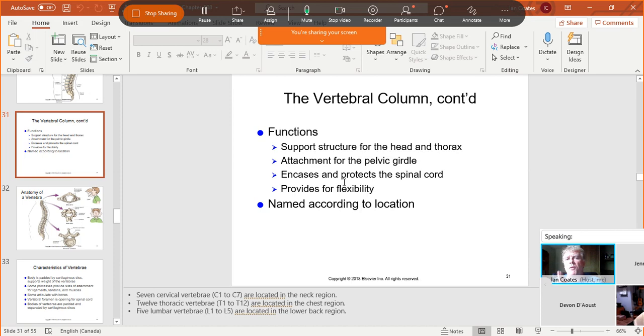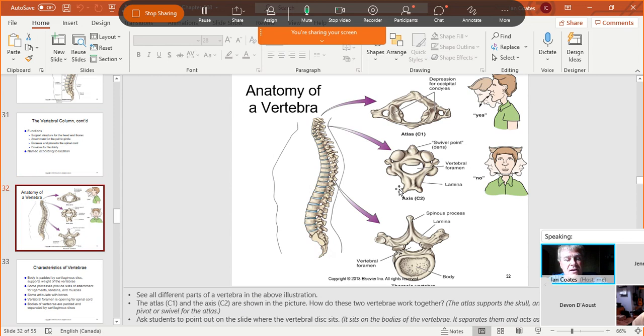Functions: support, attachment, and it encases and protects the spinal cord for sure, right? Spinal cord needs protection, okay? And it provides flexibility. Think about the spinal cord, what an amazing piece of engineering. We can move our back, we can do all these different things, yet it houses our entire nervous system and protects it. Have a look at the 3 different kinds of vertebrae here.